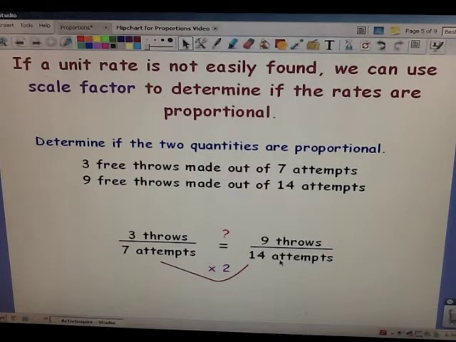And as you'll recall, same as we do with fractions, whatever we do to the bottom, we have to do to the top. We have to multiply the top by the same scale factor. So if we multiply our 3 times 2, will that give us 9 throws? No. 3 times 2 is 6, not 9. Therefore, these two rates are not proportional.